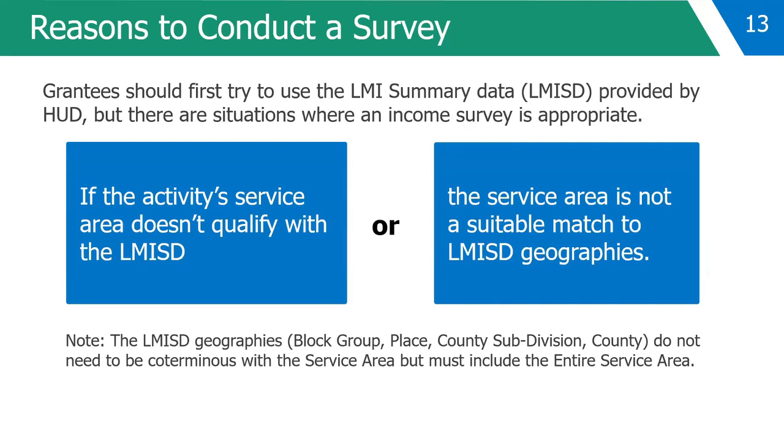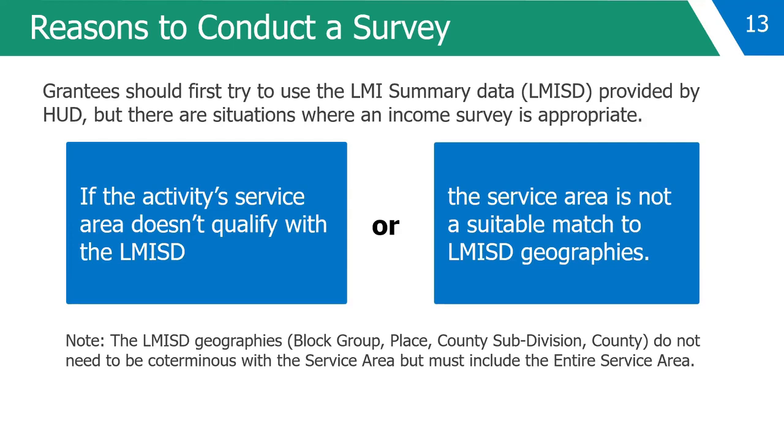So let's say there's a new affordable housing development. Or the local government might want to do a survey if the service area boundary doesn't reasonably align with the census boundaries. But they would have to include the entire service area. So if you have 10 block groups and one of them is an upper income block group, it would still need to be included in the service area.